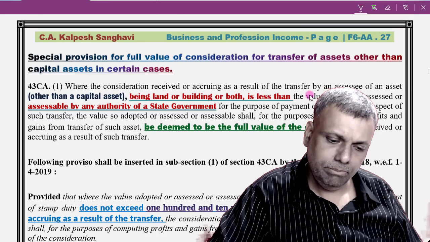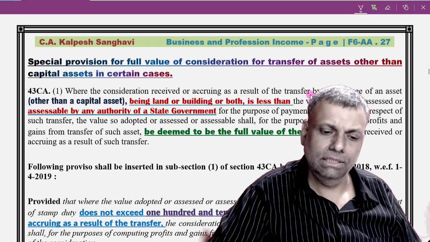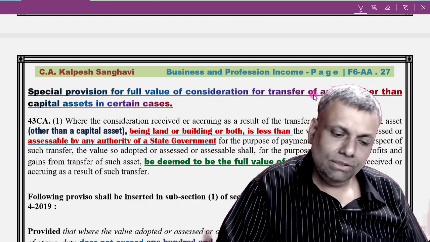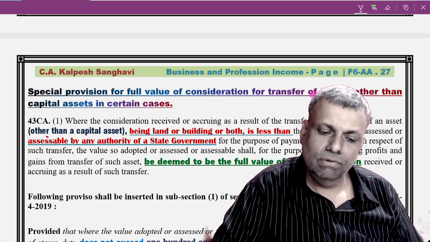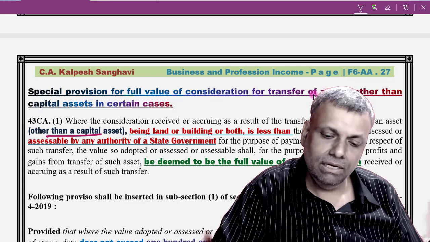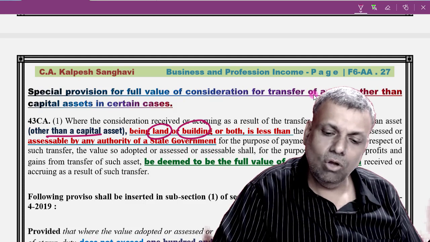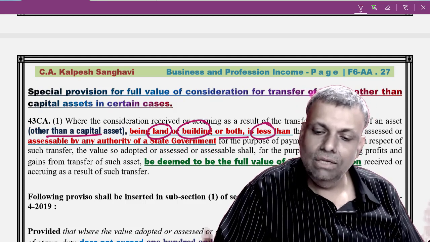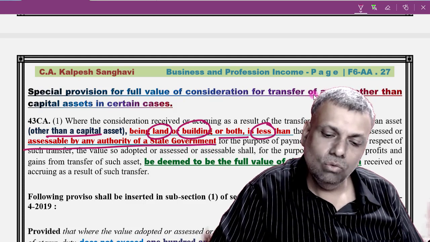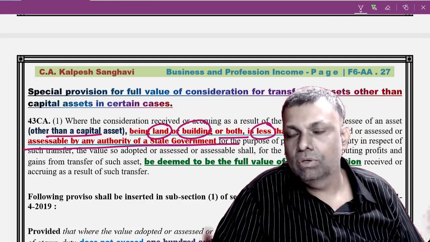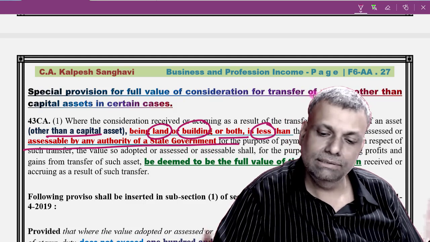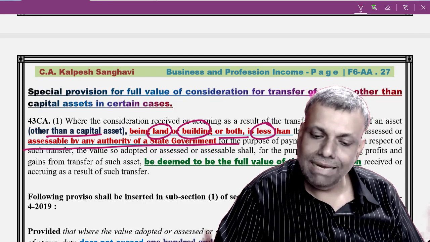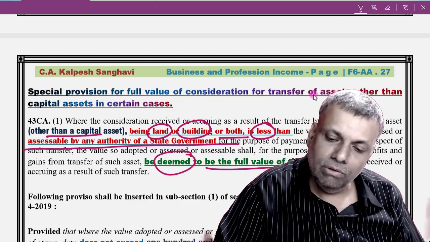Okay, see, section 43C. Where there is any transaction of other than a capital asset, that means stock in trade, land, building, or both, that means immovable property, if the value is less than the value assessable by stamp duty authorities, that is the state government authorities, then the stamp duty value will be deemed to be the full value of consideration.